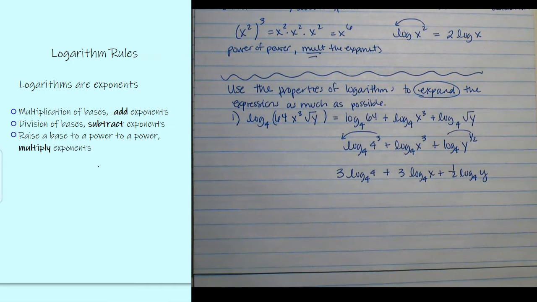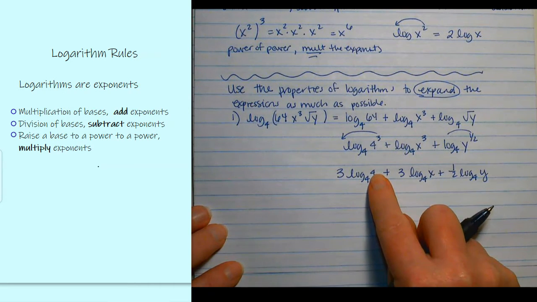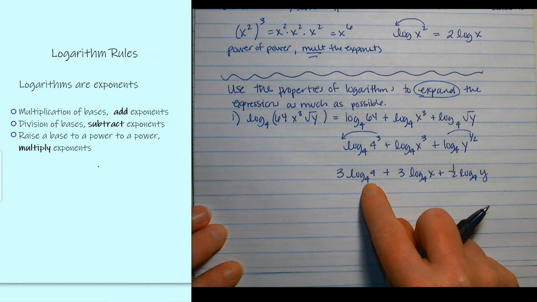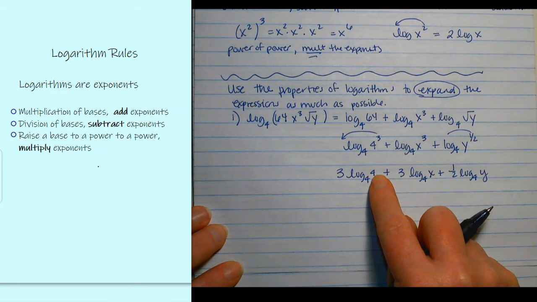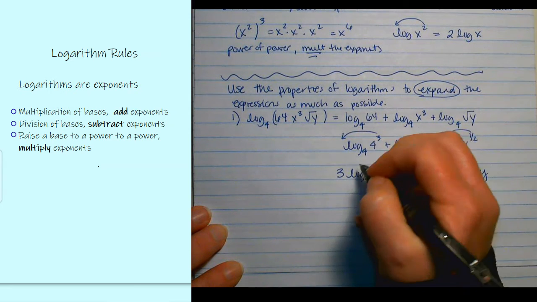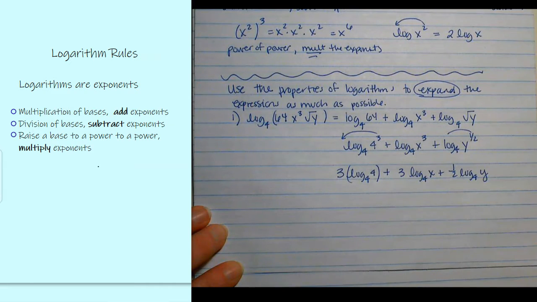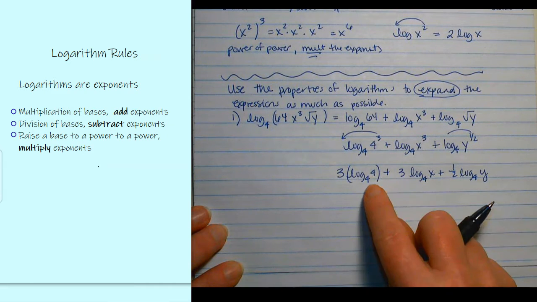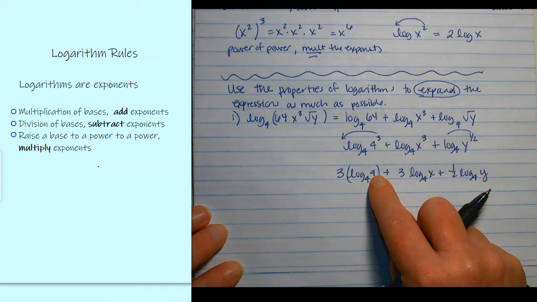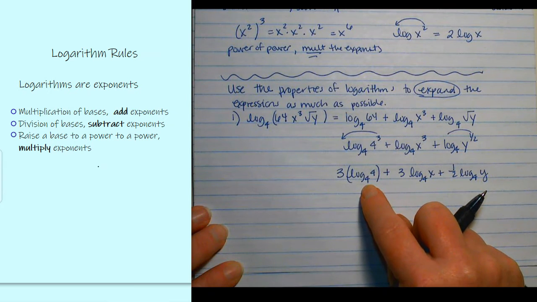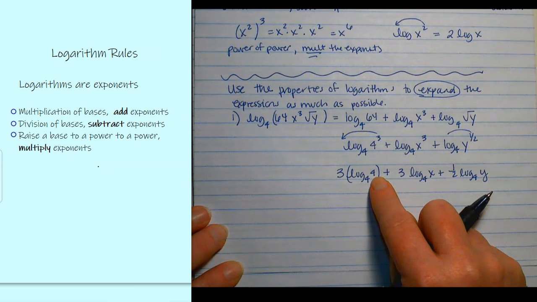There's one more simplification that I can do, and what I want to do is simplify right here. So log base 4 of 4 is equal to a number. Logarithms are exponents. What's the logarithm for just this one piece? What's the exponent that makes 4 into 4? And that's going to be 1.